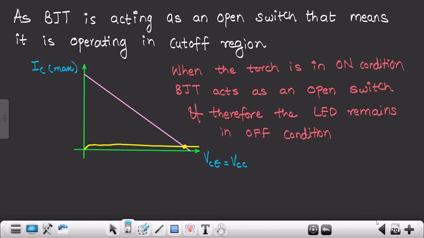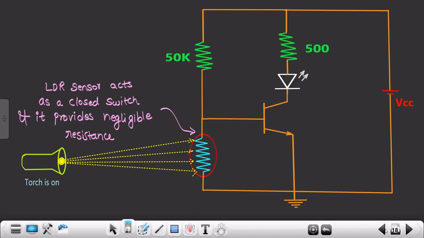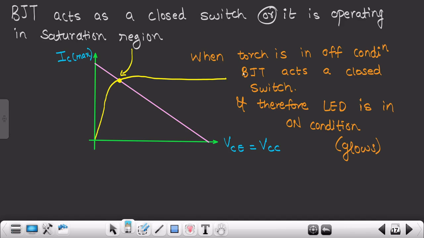So now instead of torch, just replace this torch with sunlight. That means when the sun does not rise, or basically when the sun is almost setting, so during sunset time or during night time, BJT acts as a closed switch, right? And during night time, the torch is in off condition.